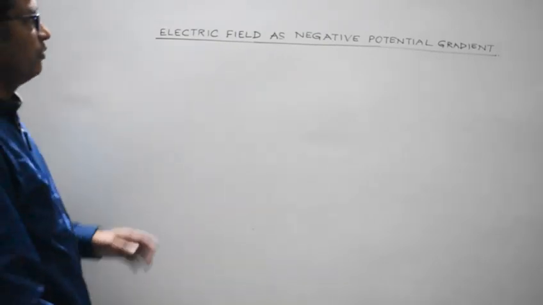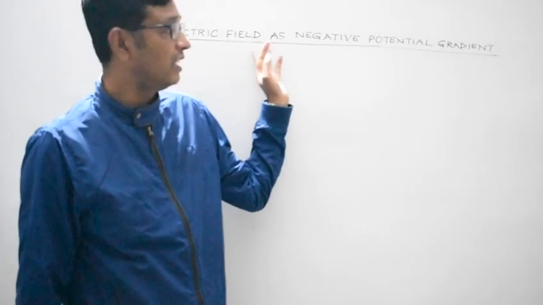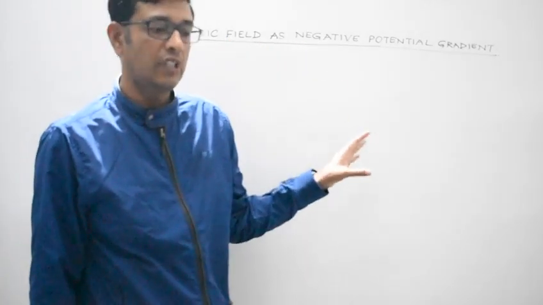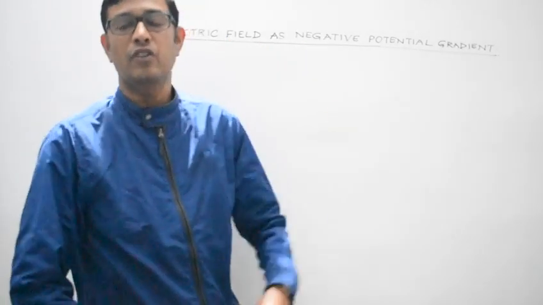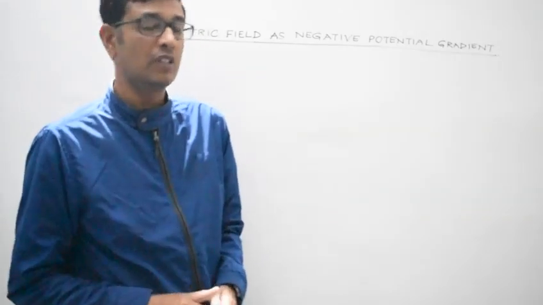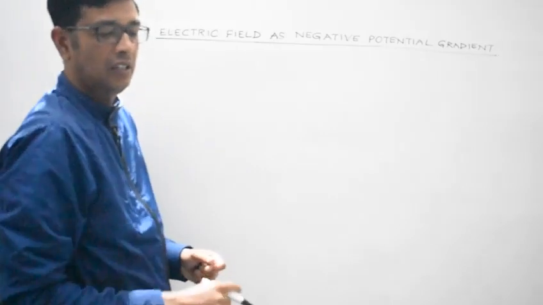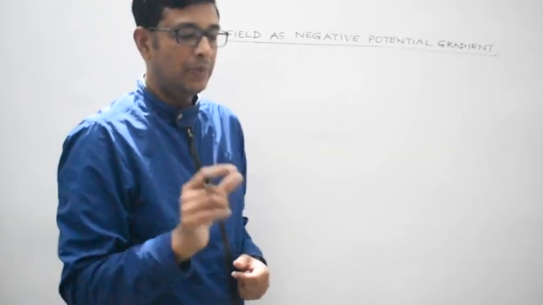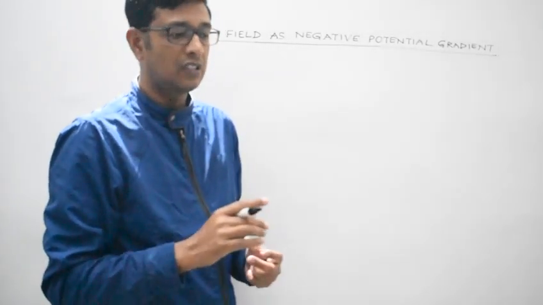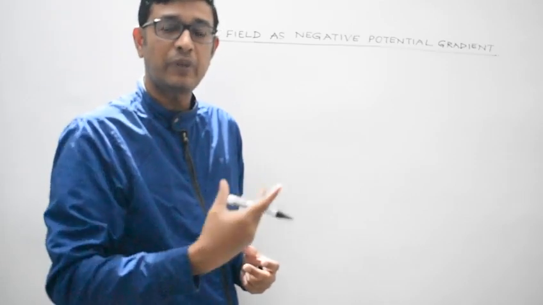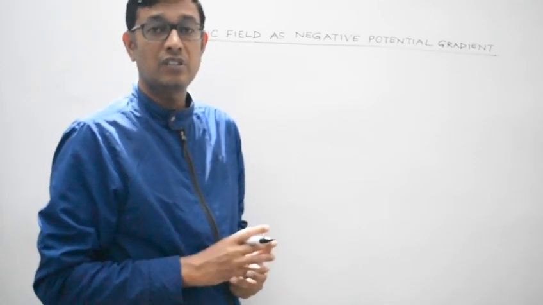Okay, in this section we will discuss that electric field at a point is equal to negative of the potential gradient at that particular point. Now, question arises, what is potential gradient? Gradient is the term applicable whenever a physical quantity varies with respect to separation or distance.